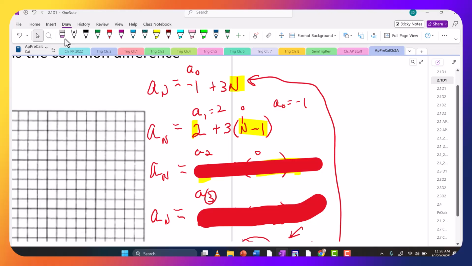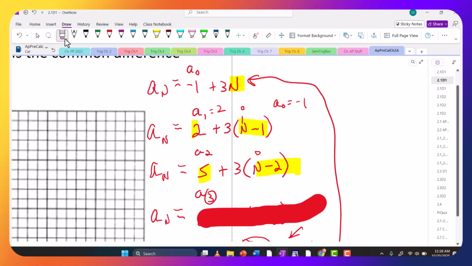Let's plug in 4 real quick. What's 4 minus 1? That means there's 3 common differences from a sub 1 to a sub 4. And that's why this should make sense. Well, let's just go back and be robots and plug in. 4 minus 1, 3. 3 times 3 is 9. 9 plus 2 is 11. A sub 4 is 11. This works.